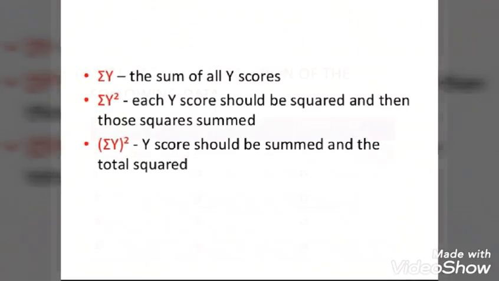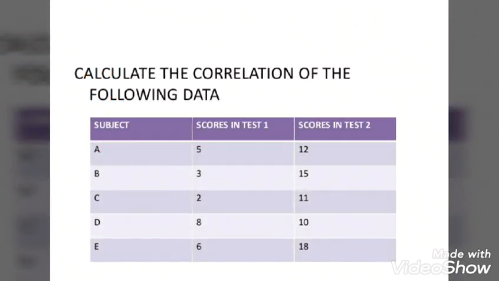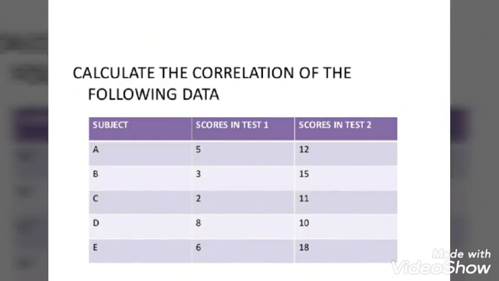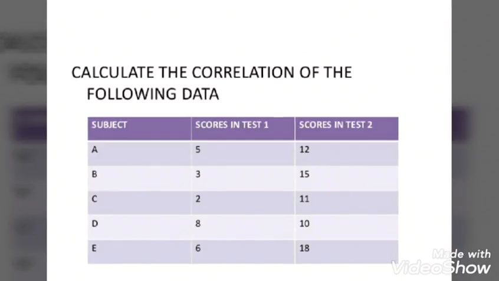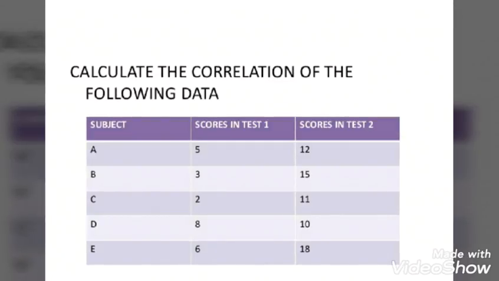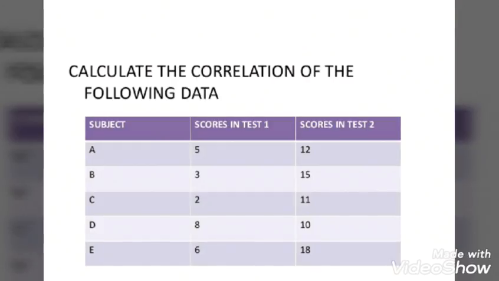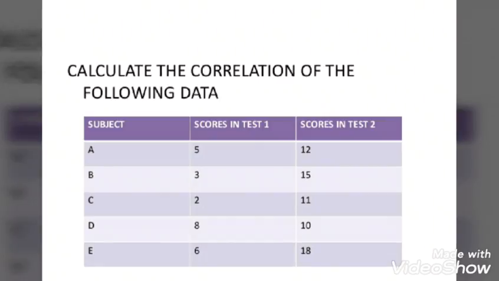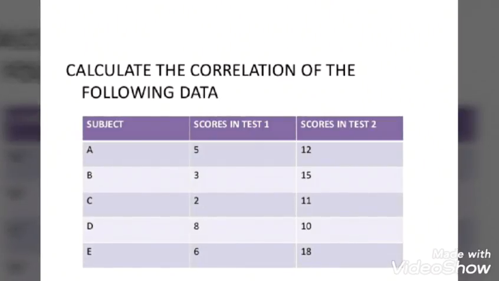Then we'll see the question here. Calculate the correlation of the following data. So here they have given the data. That is one question. There are a total of 5 subjects, A, B, C, D and E, and there are 2 test results. So score in test 1 is, you can see here the values, then score in test 2. These are the values. So there are 2 test scores, and there are a total of 5 subjects.